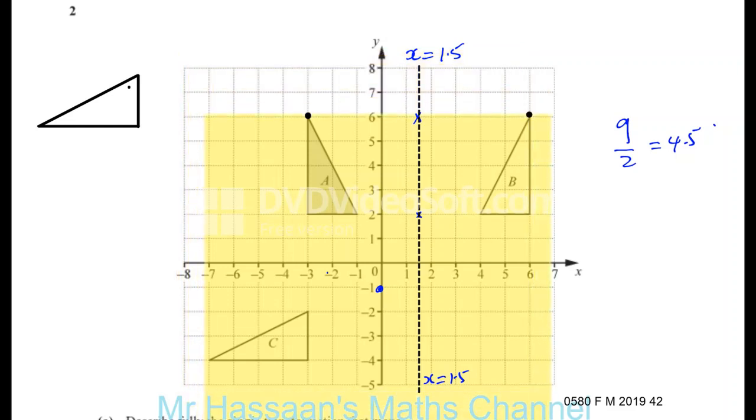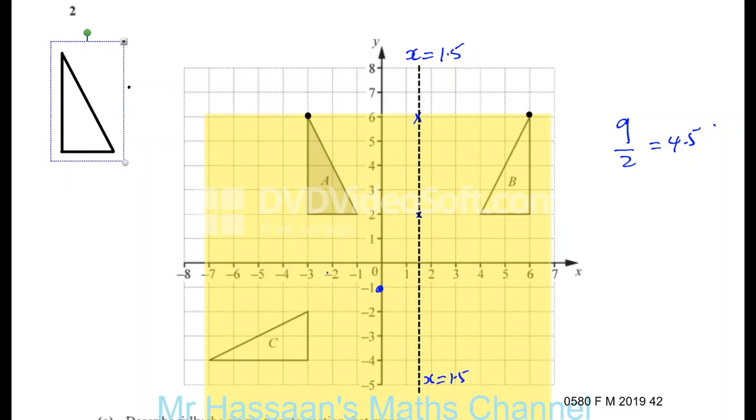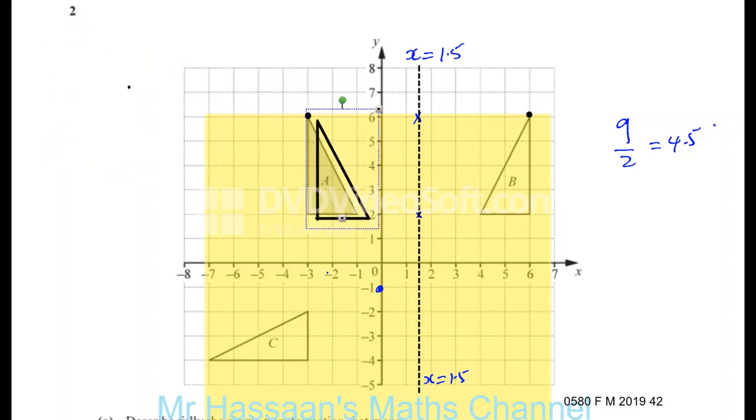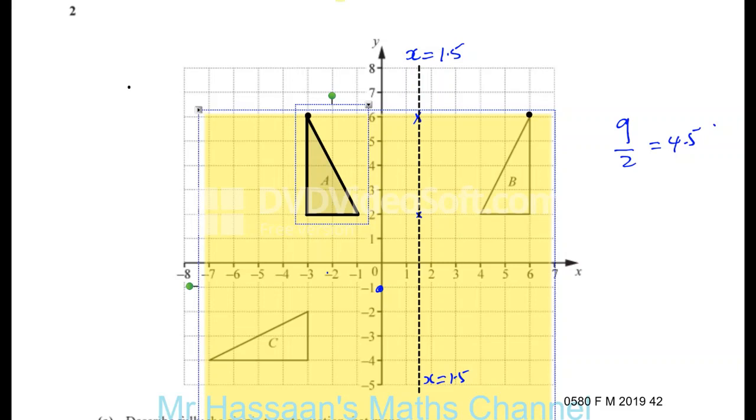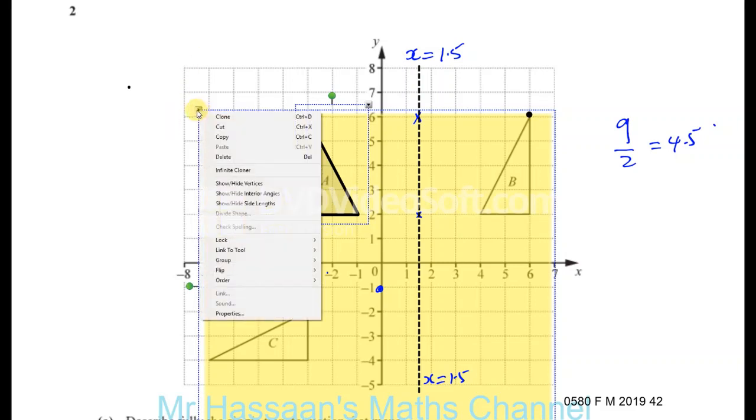Now I'm going to trace the object again on the tracing paper, straighten it up. I'll trace it on the tracing paper again, make sure it's exactly over my original object. Try to be accurate, and then I'm going to group it together with this so that it sticks to it. So I'll group it together.